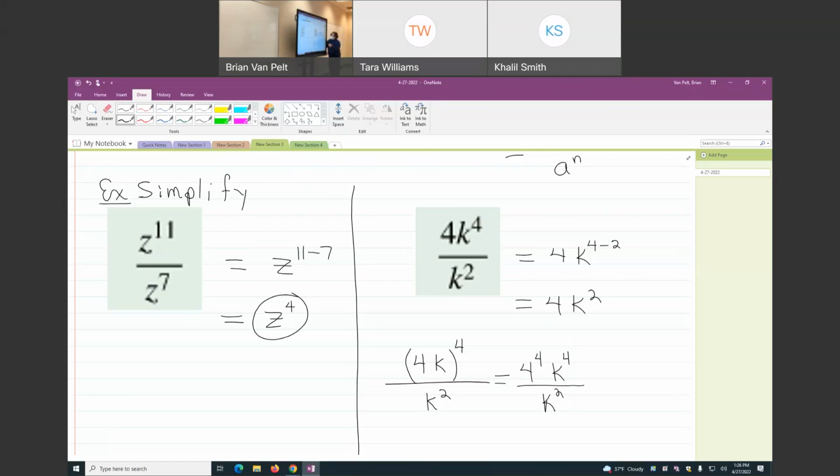Now, when you do your simplifying, please do not touch the 4. This will just be 4 to the 4th times k to the 2nd. And once again, I'm happy with an answer like that, but if your book insists, you're going to write 256k squared. So note the difference in the answers.